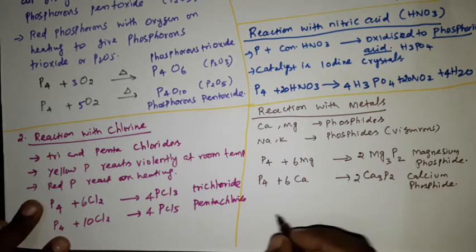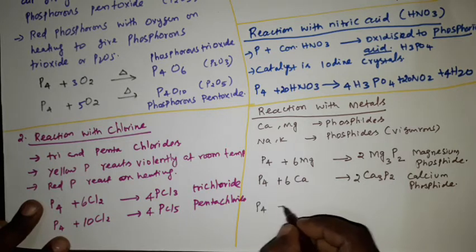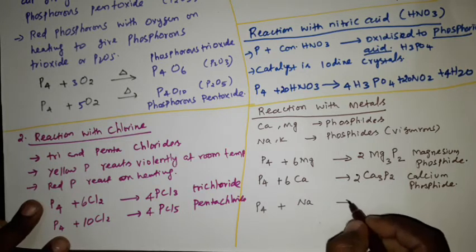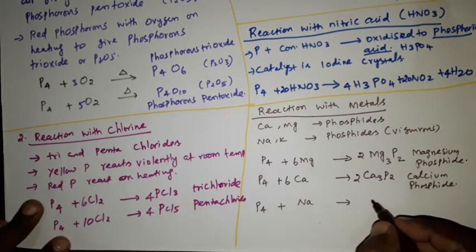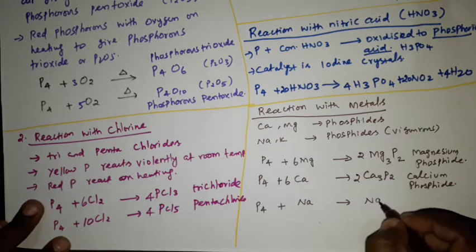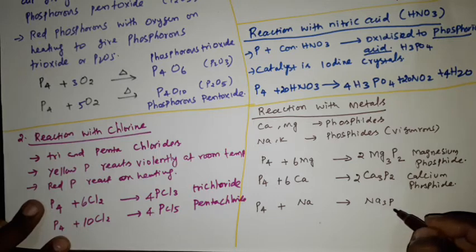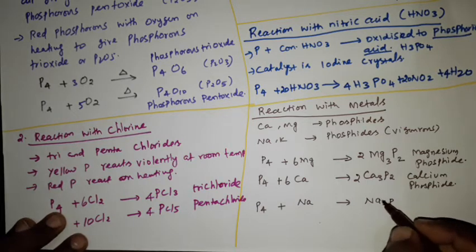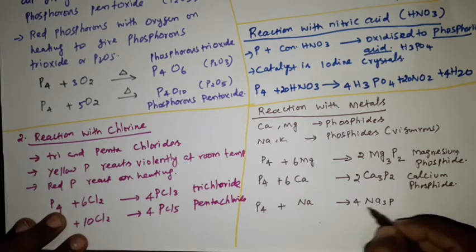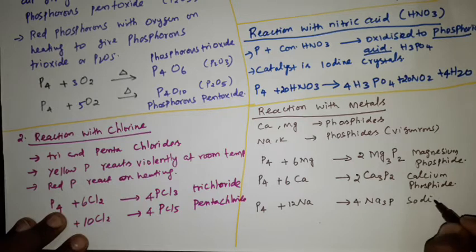Next one is the reaction with sodium, P4 plus Na. This reaction is very vigorous. The formula is Na3P, because the valency of sodium is +1 and the valency of phosphorus is 3. After cross multiplication, we get the formula Na3P. Now balance the equation. Put 4 here. 4 into 3, 12. So 12 sodium. This is sodium phosphide.